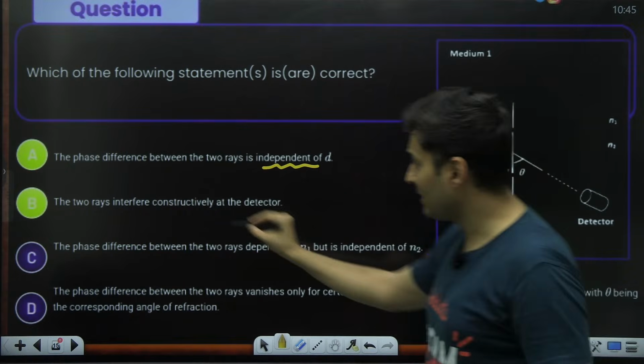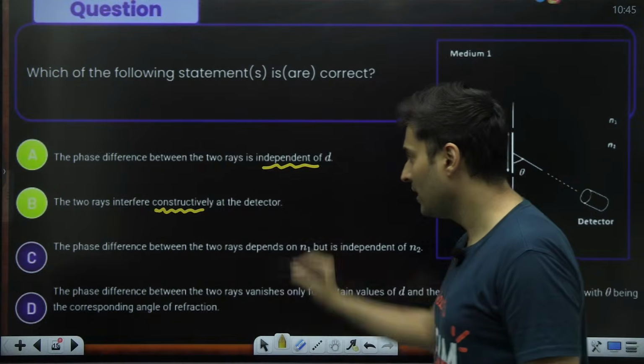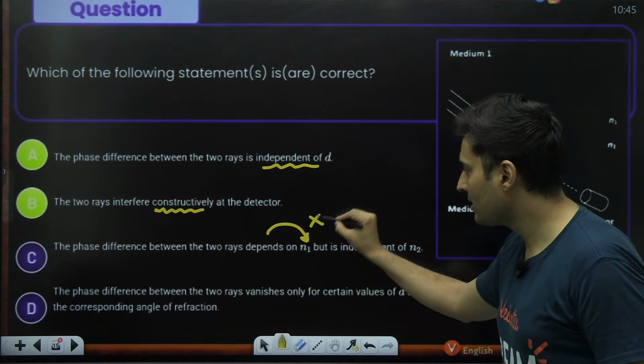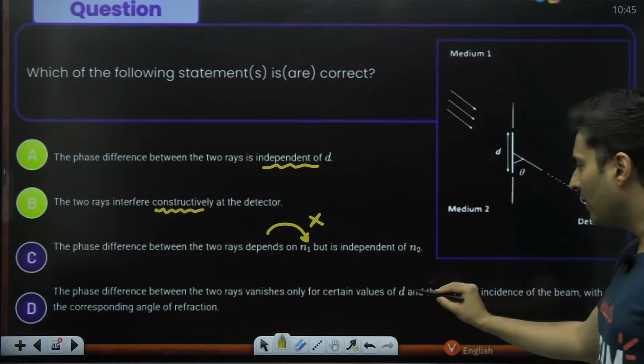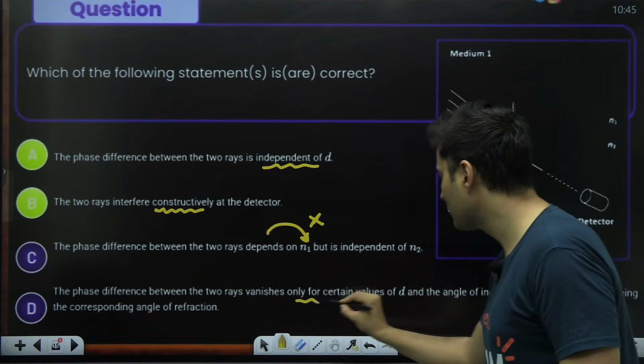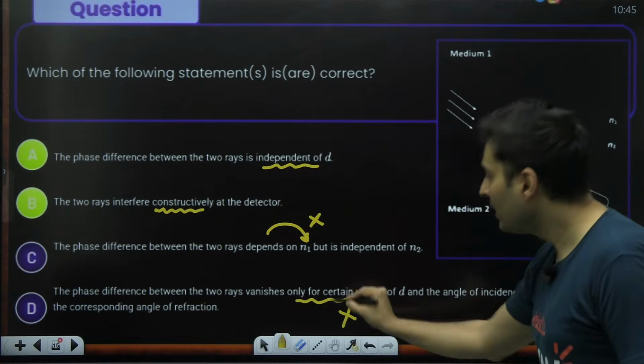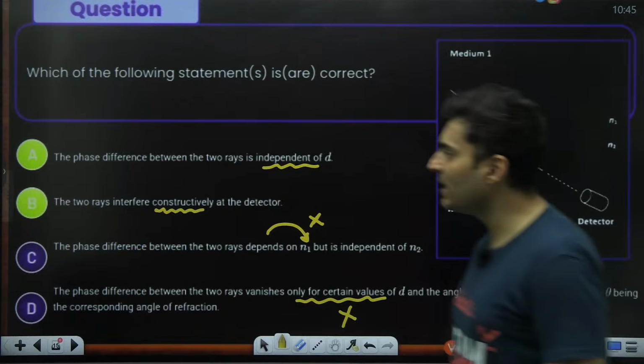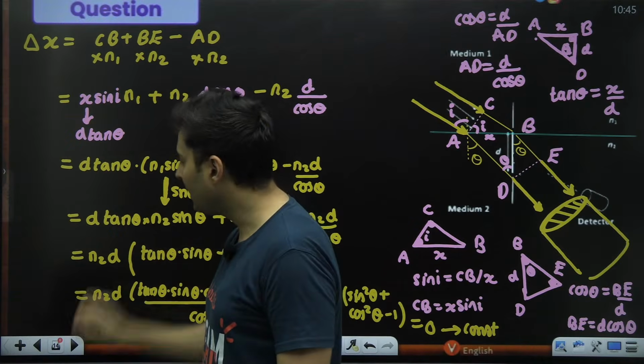Yep, the two rays interfere constructively. Perfect. Phase difference depends on n1: this is definitely wrong. The phase difference vanishes only for certain values: only for certain values, wrong. It is independent of d, first of all. So hence only A and B will be correct.